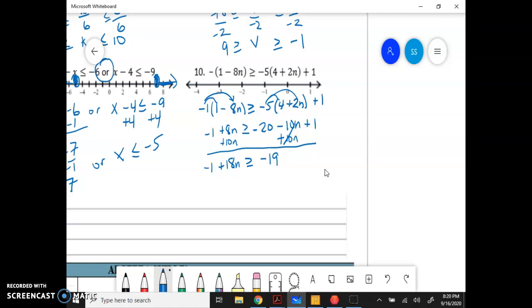Okay, so now I just need to solve this just like I normally would. I want to add 1 on both sides, and now it's starting to look like it's going to solve nicely. I get -18, and last I just have to divide by 18. All right, we get n is greater than or equal to -1.